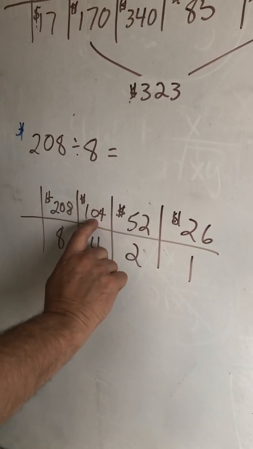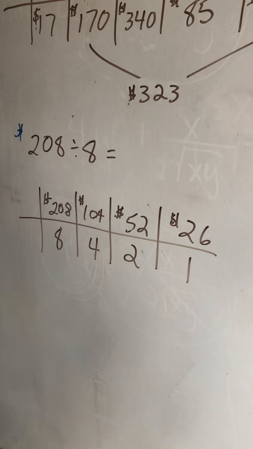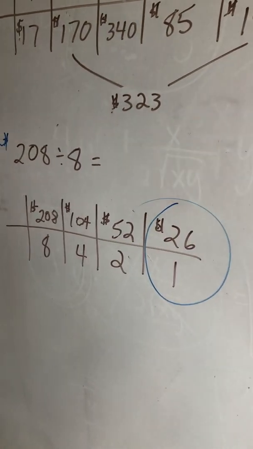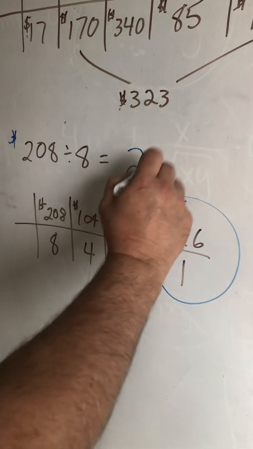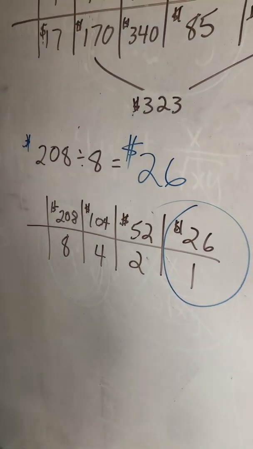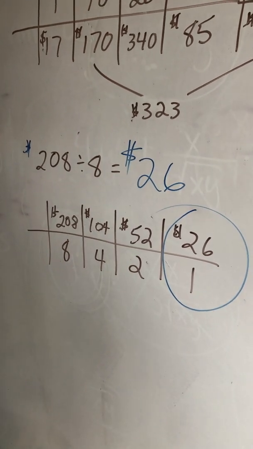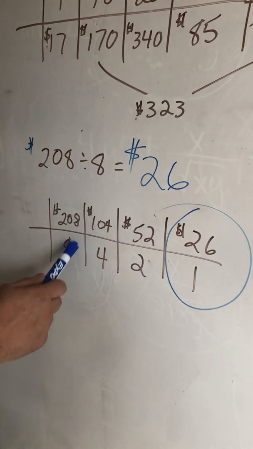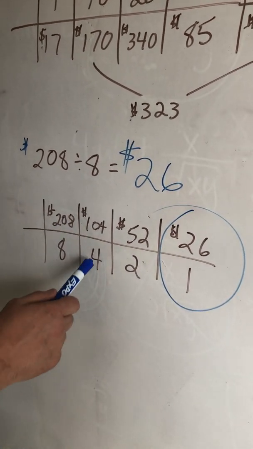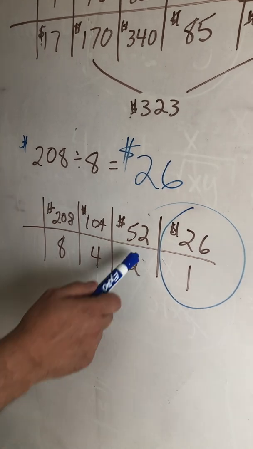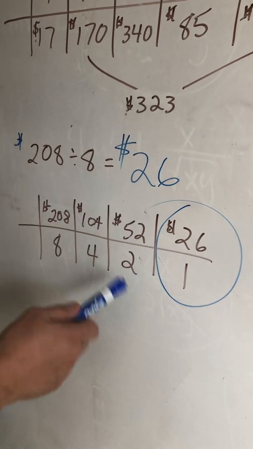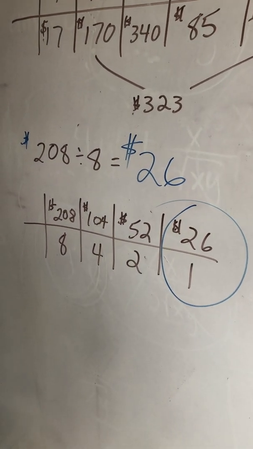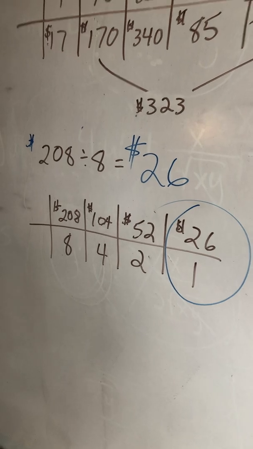So 104 cut in half is $52, 2 people. And here's our answer. It really worked out cool right there. 1 person is $26. So 208 divided by 8 is 26. Remember, I said we kept the same ratio. 8 times 26 is 208. 4 times 26 is 104. 2 times 26 is 52. And $26 is our answer. That's called equivalent ratio.